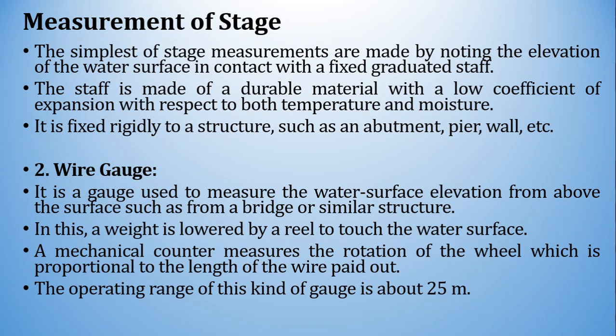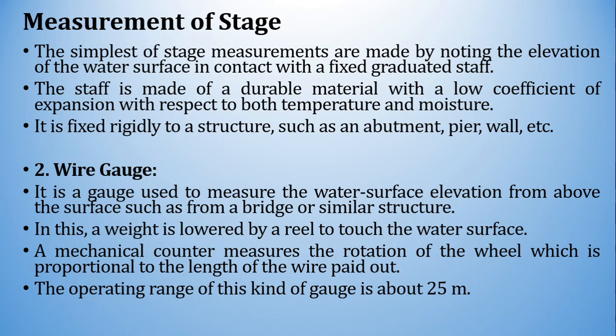The simplest of stage measurements are made by noting the elevation of the water surface in contact with a fixed graduated staff. The staff is made of a durable material with a low coefficient of expansion with respect to both temperature and moisture. It is fixed rigidly to a structure such as an abutment, pier, wall, etc.